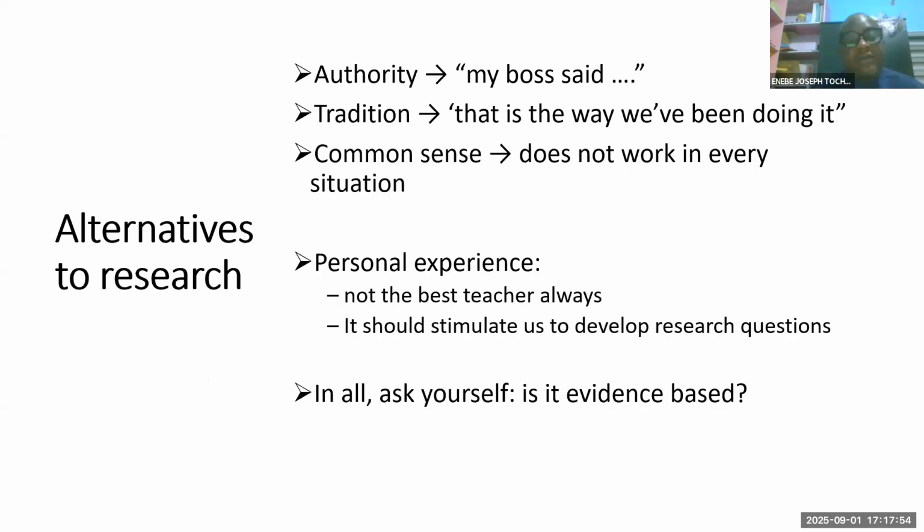Now, what is the alternative if we don't do research? The alternative is authority: my boss said, my chief said, this is the way we do things, the tradition. Or common sense. Common sense tells you that a woman that has delivered 5 children, all of them safe, will not have complications in the next pregnancy. That's common sense, but it's not common. We find out that the reverse may be the case.